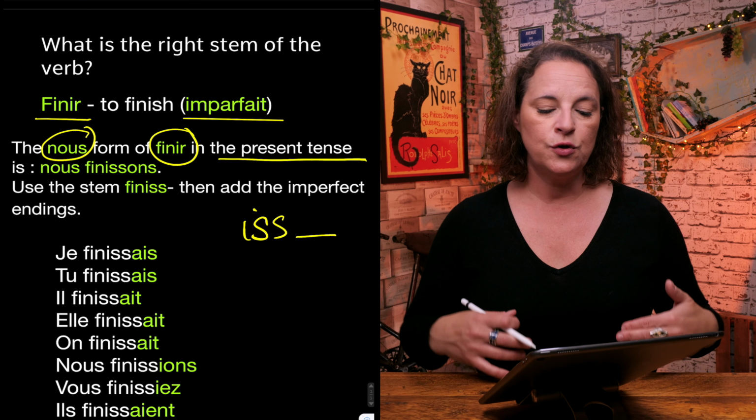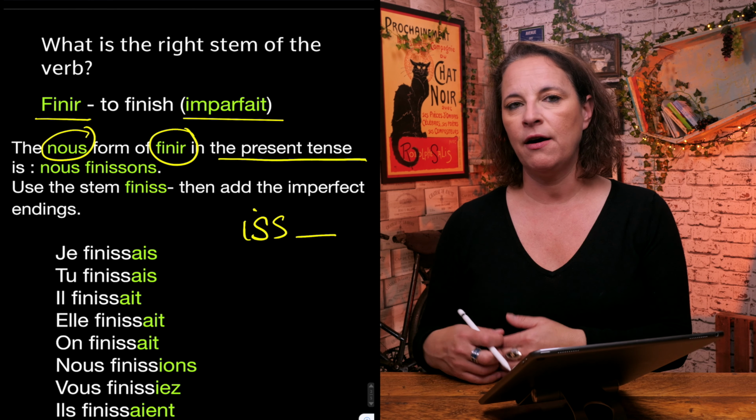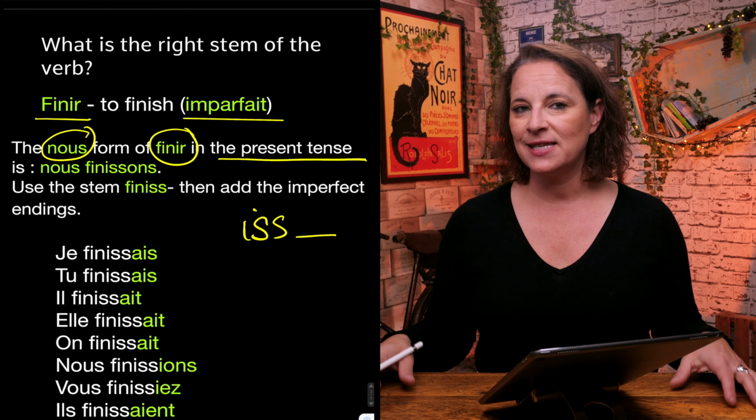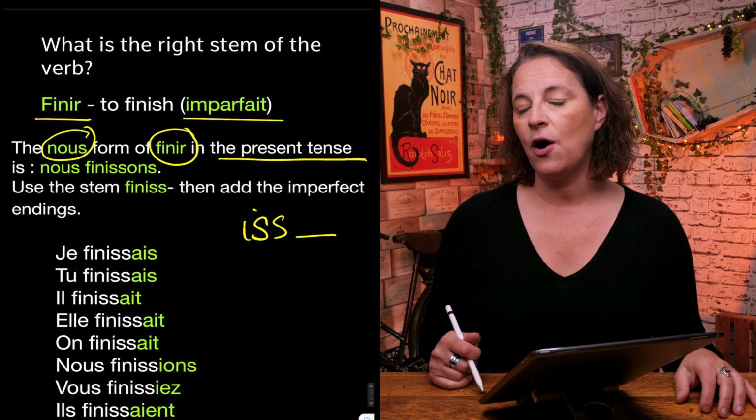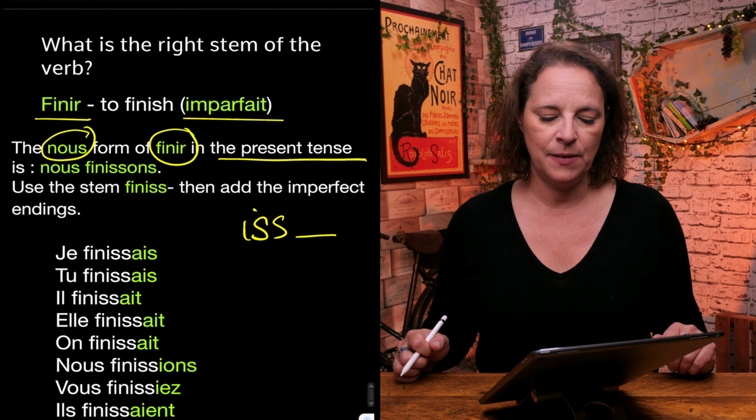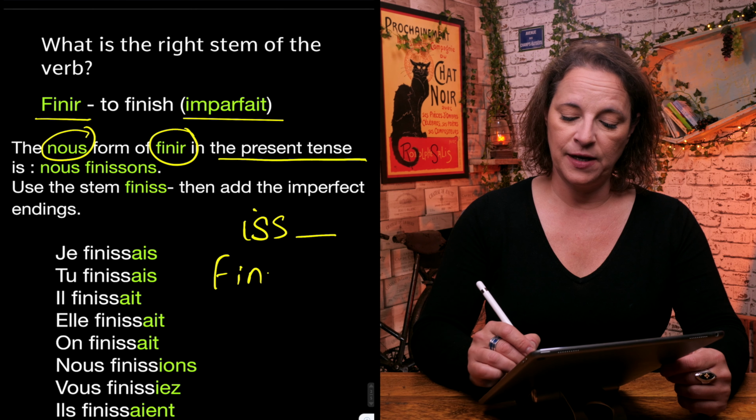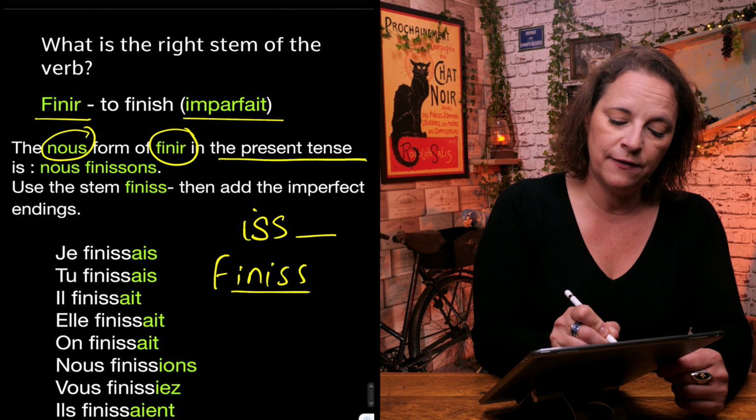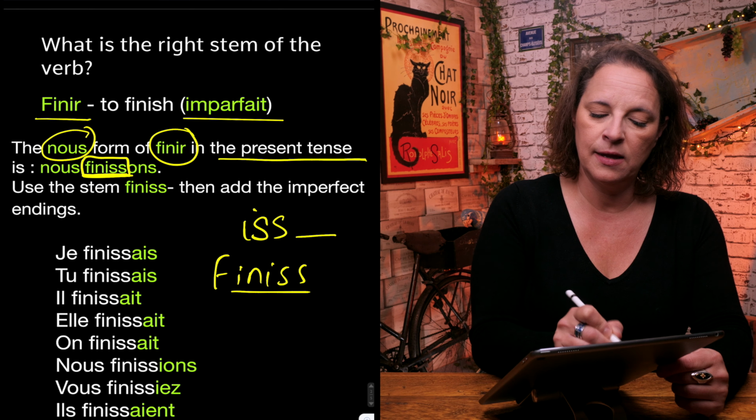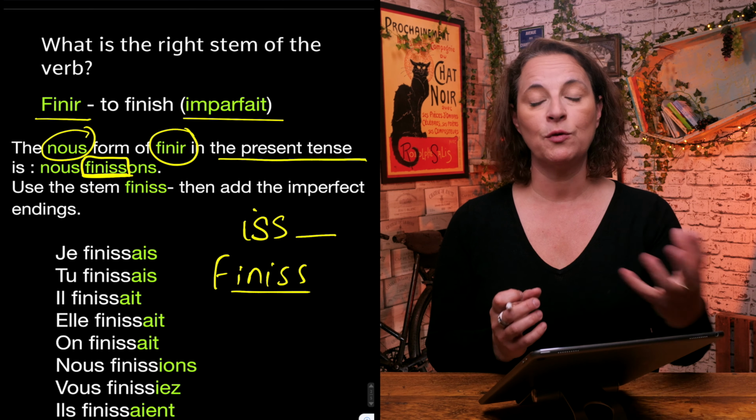The good thing with regular IR verbs is that their stem is always something plus iss and then the ending. So the nous form of finir is nous finissons, we are finishing or we finish. For every single other IR verb, which we are going to have a look at, it's going to be the same iss sound. So knowing that the stem for finir is finiss, because we've taken it from this here, can you see that? That's what we want. We want the stem. We don't want the full verb. We want the stem of it.